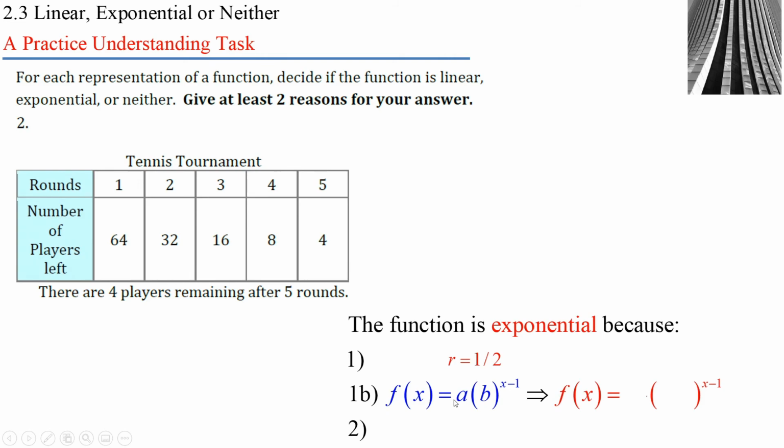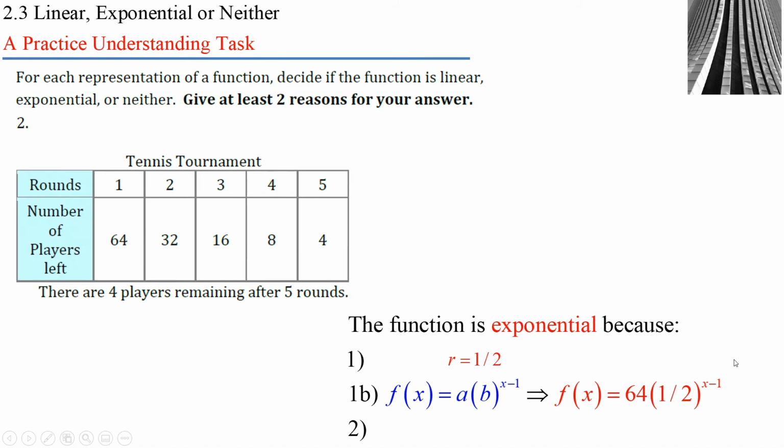All right. Now, if we know what a is and what b is, we have our explicit formula. And a in an exponential is always your initial output, 64. b, the base of an exponential, is always your common ratio, 1/2. So that becomes 64 times 1/2 to the x minus 1. So that could be our second reason right there, and we're done.